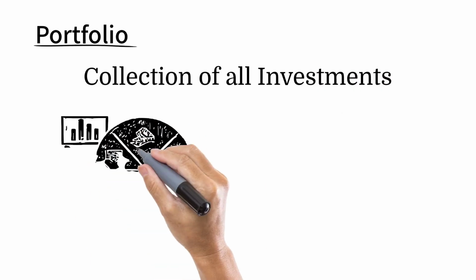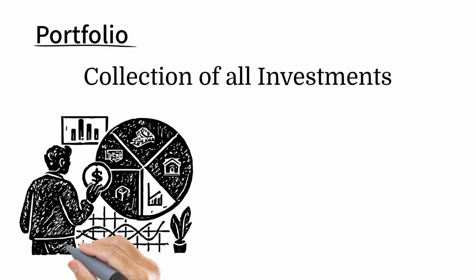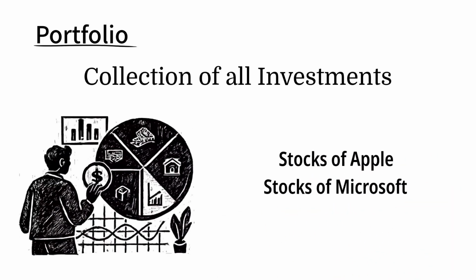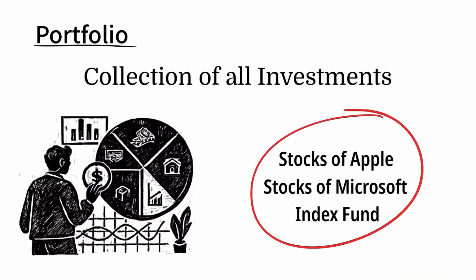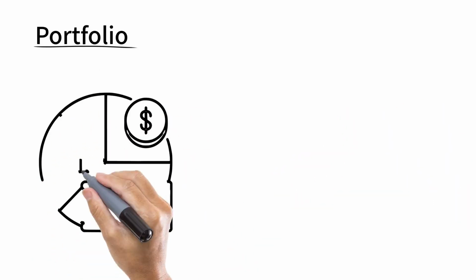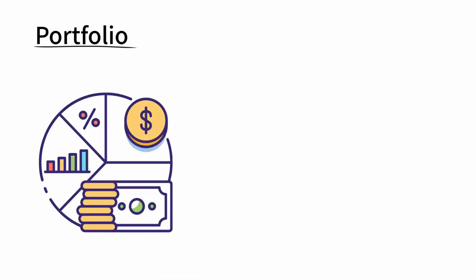Portfolio. A portfolio is simply the collection of all your investments. This can include stocks, bonds, ETFs, mutual funds, or any other assets you own. For example, if you own shares in Apple, Microsoft, and an index fund, together, they make up your portfolio. Think of it as your personal investment menu, a snapshot of everything you own in the market.